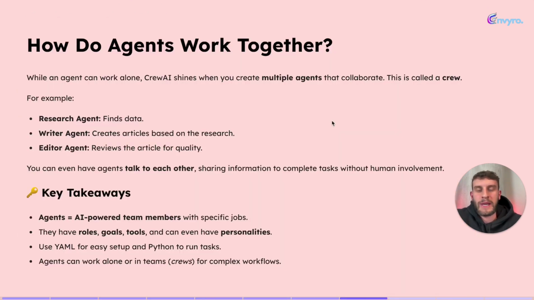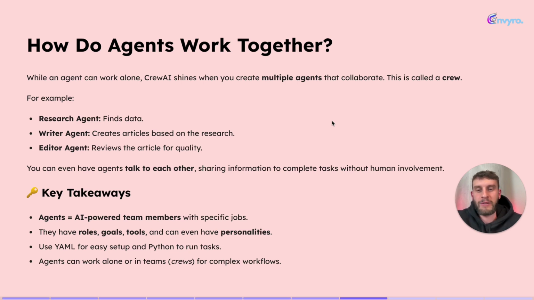So how do agents actually work together? Like I mentioned, an agent can work alone, but the whole point of CrewAI, it's in the name, you want to have multiple agents that can collaborate to get the best results. And that's called a crew. So for example, we talked about these roles before, but you have the research agent, which can find data, the writer agent, which actually creates the article, and then the editor agent, which reviews the article for quality. And you can have these agents talk to each other and share info to complete these tasks without any human involvement.